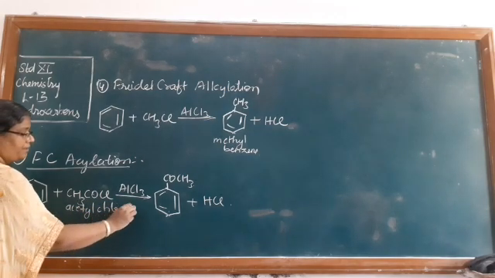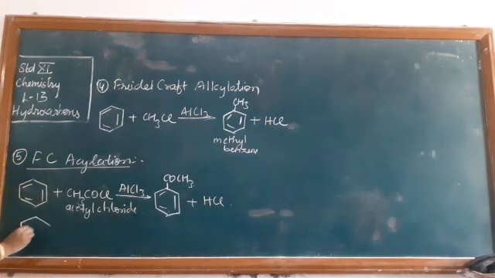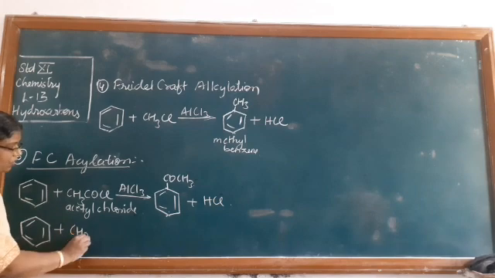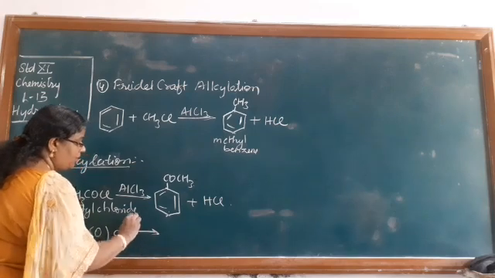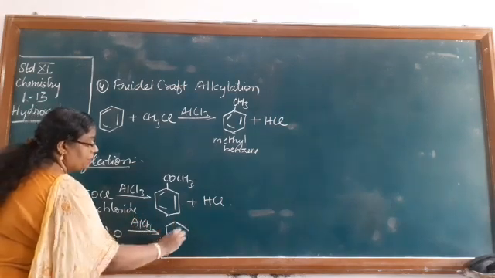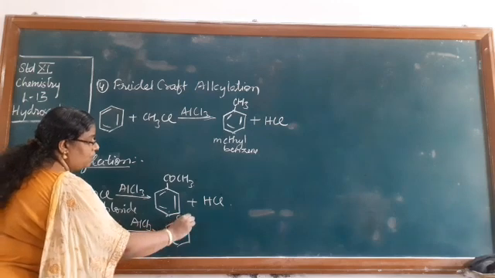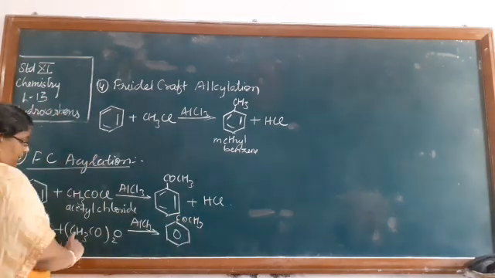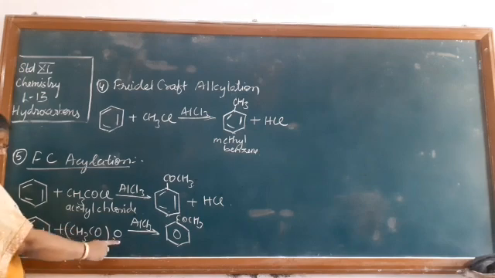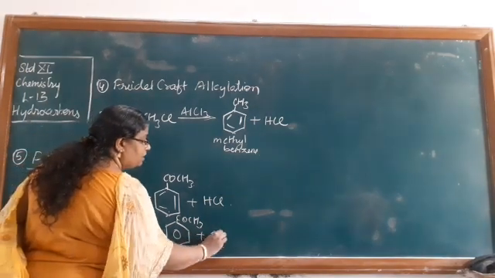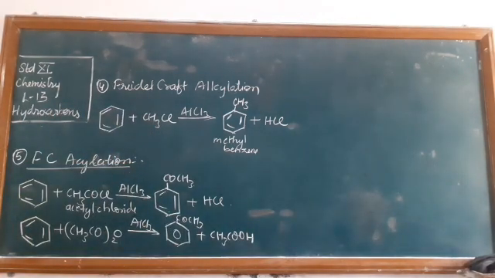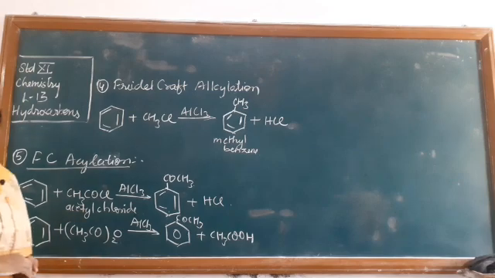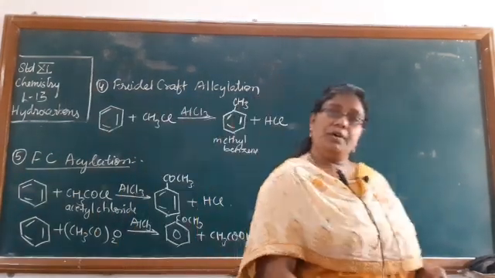If acetic anhydride or ethanoic anhydride is used, what is the formula of acetic anhydride? (CH3CO)2O, in presence of AlCl3. What is the product obtained here? It is COCH3, same thing. But here one more CH3CO with this O is remaining, and the byproduct here will be CH3COOH, which is acetic acid. So these are the 5 electrophilic substitution reactions of benzene.